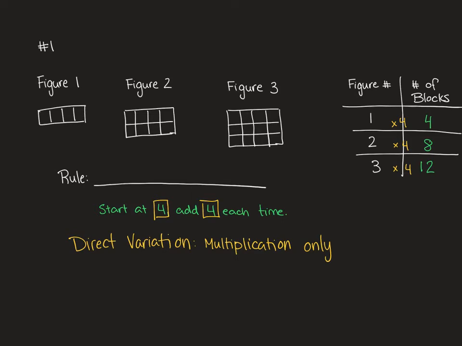So to write this as a rule, instead of doing our start at 4 and add 4 each time, we're actually going to use multiplication. So we're going to write multiply the figure number by 4. You will be repeating this process for all of the questions in number 1, parts A, B, C, and D.